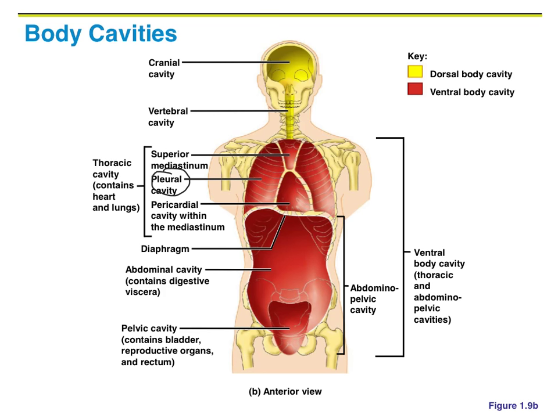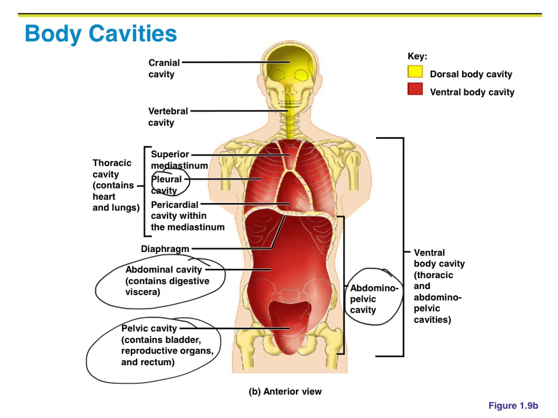There's also a superior mediastinum. The abdominopelvic cavity, as the name implies, can be subdivided into the abdominal cavity, which contains the digestive viscera, and the pelvic cavity, which contains reproductive organs, bladder and rectum. Please be aware of your body cavities and be able to label these cavities.